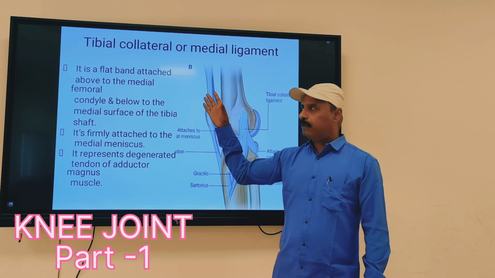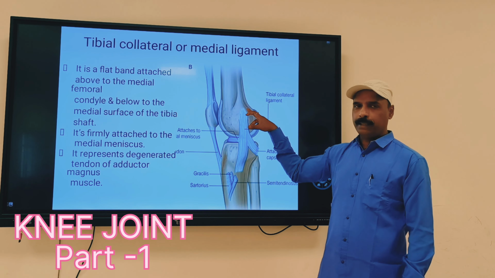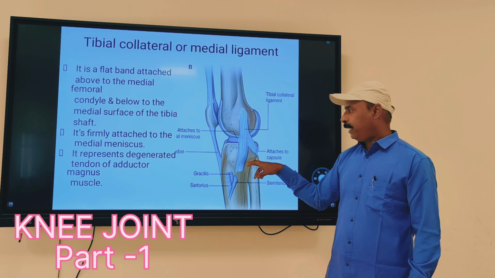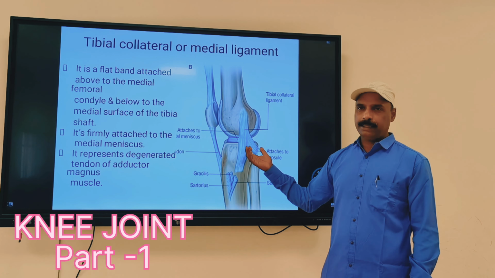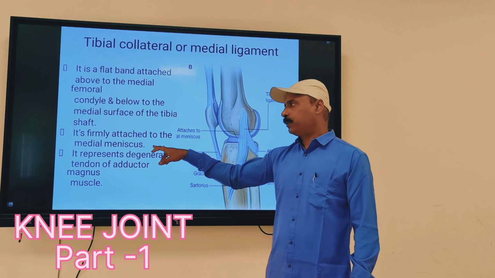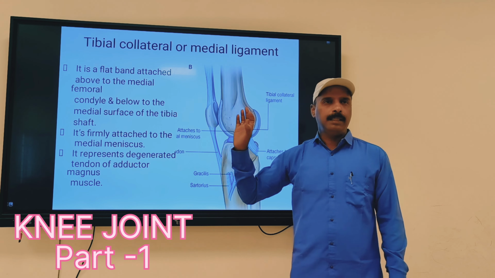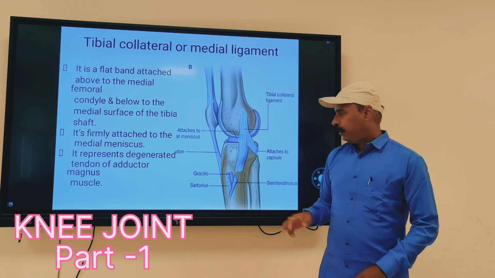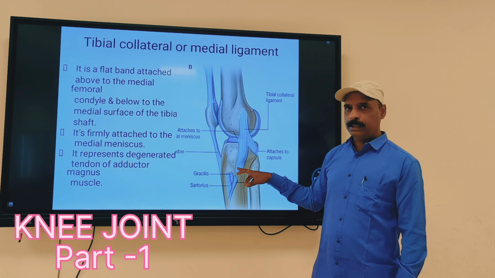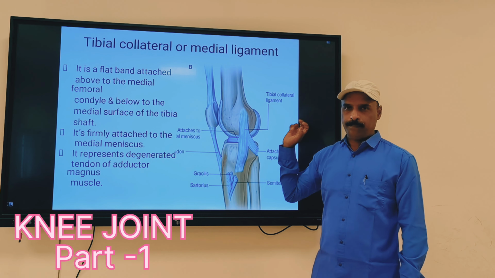It is a flap attached to the medial part of the medial epicondyle of the femur. See here, the medial epicondyle of the femur attachment. It is divided into anterior and posterior fibers. The anterior and posterior fibers are firmly attached to the medial meniscus, and we also get attachment to the medial surface of the tibia, the tibial shaft. So we have the medial surface and medial border of the shaft, and the medial epicondyle of the femur.